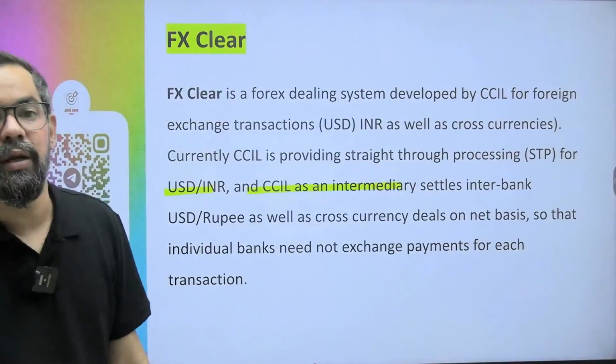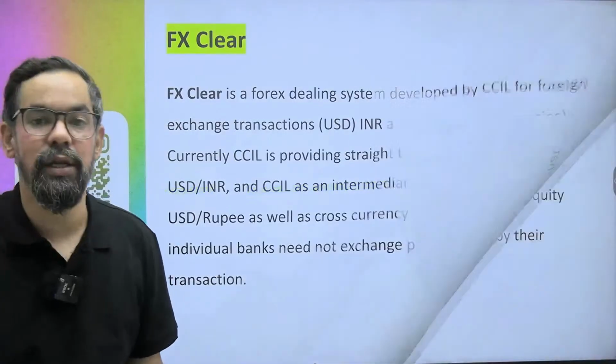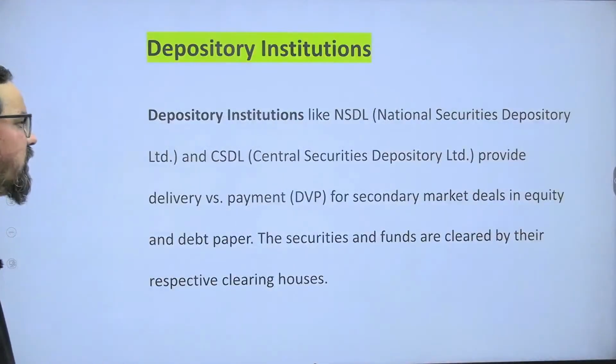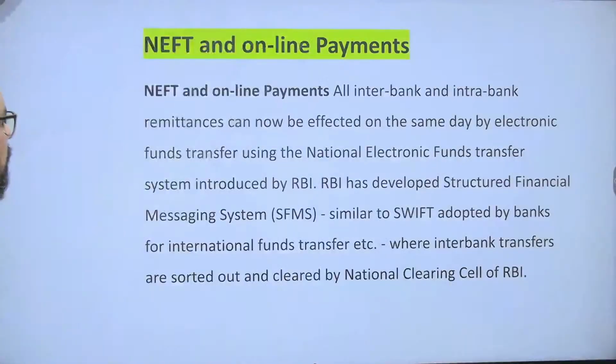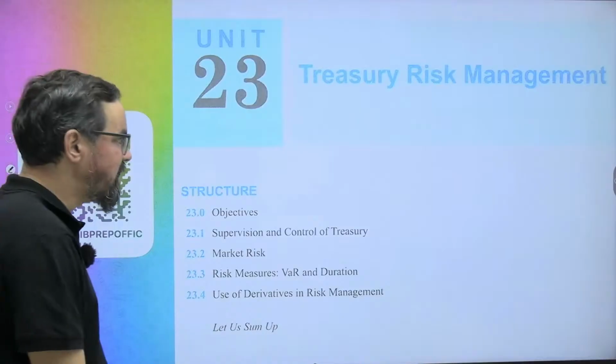Okay, so where you can purchase dollars, or you can enter into a cross currency deal as well. Depository institutions, we have NSDL and CDSL, and participants like our bank and all. So they generally come under this particular one. NEFT, RTGS, very easy one. Okay. Treasury risk management.